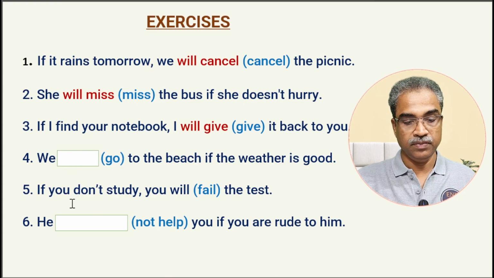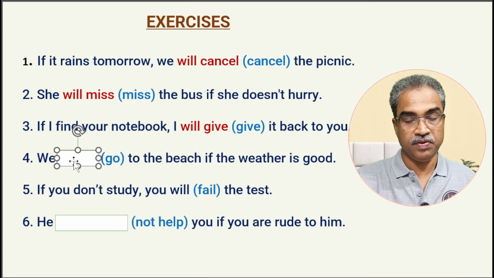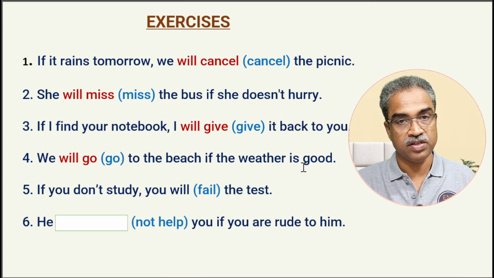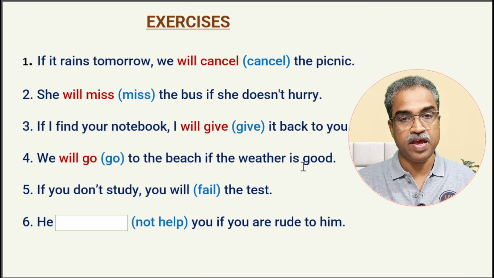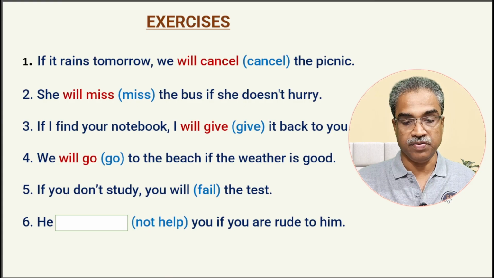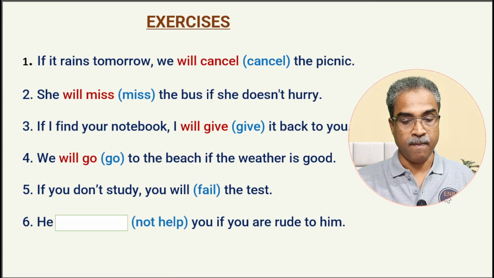Fourth one, we dash to the beach if the weather is good. Starting with the main clause, we will go to the beach if the weather is good. Weather is good is simple present again. There is no main verb, only we have is here. This is an auxiliary verb, we know, the to be form.